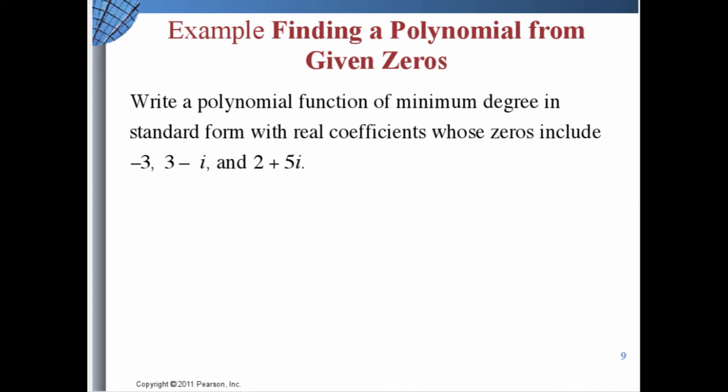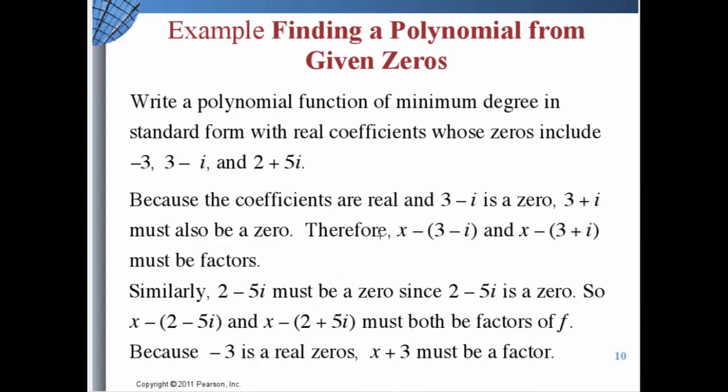So an application of that, we want to be able to write a polynomial function of minimum degree in standard form with real coefficients whose zeros include negative 3, 3 minus i, and 2 plus 5i. And if we apply what we just looked at, negative 3 is a real number, so we know that one of our zeros is negative 3. 3 minus i is an imaginary number, so we know that we also have 3 plus i as a zero. 2 plus 5i is a zero, but the zeros occur in conjugate pairs, and here's the conjugate pair for 2 plus 5i. We have 2 minus 5i. So in this case, we're going to have 5 zeros.